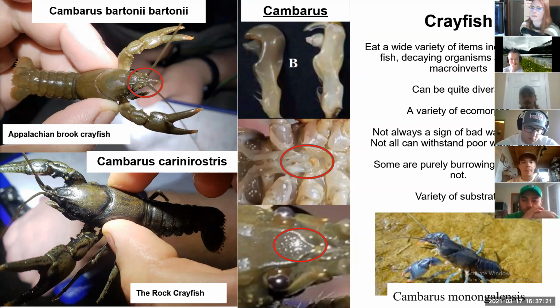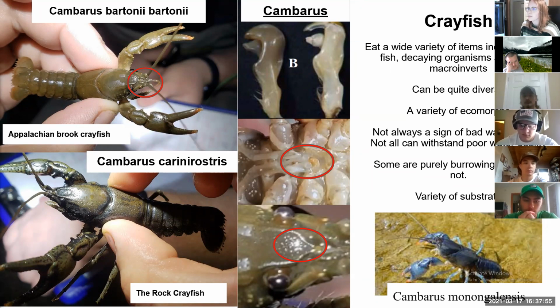As I mentioned before, they can be quite diverse, and there's a variety of ecomorphs. By ecomorphs, I mean different color variations. Part of that may be because we don't completely understand the diversity in species for crayfish. We don't really spend a lot of money and time genotyping them. But also, naturally within a stream, you can see different ecomorphs, meaning color variation and morphological variation. So they're not always a sign of bad water quality.